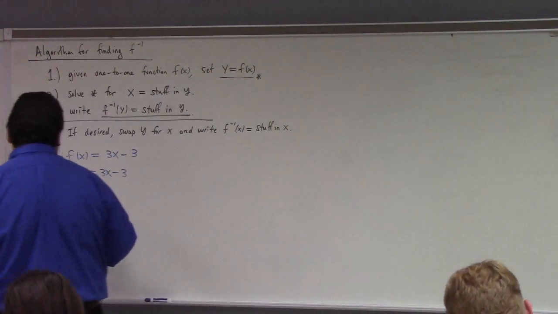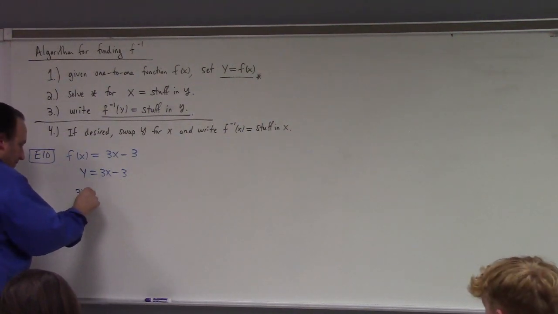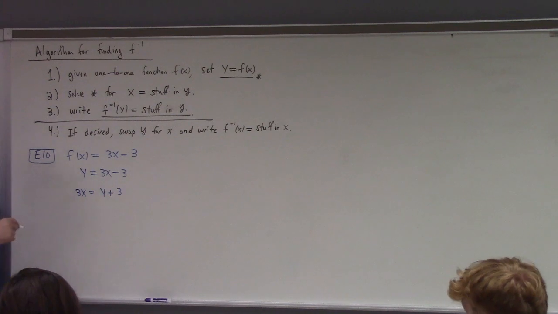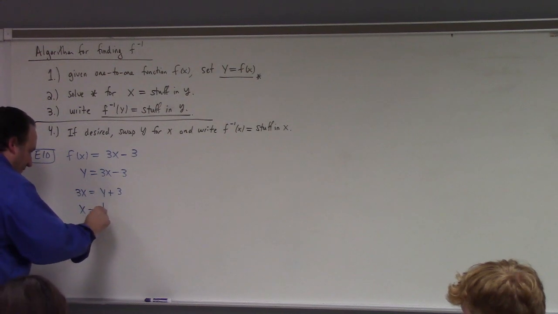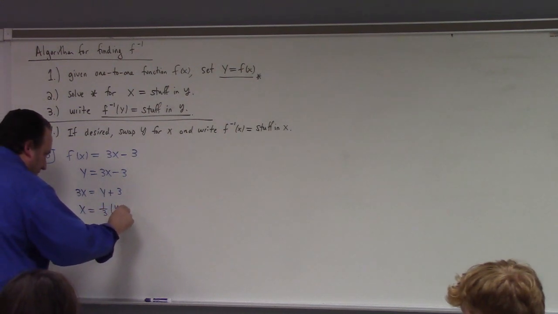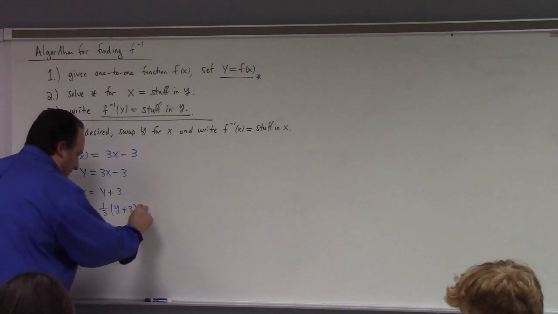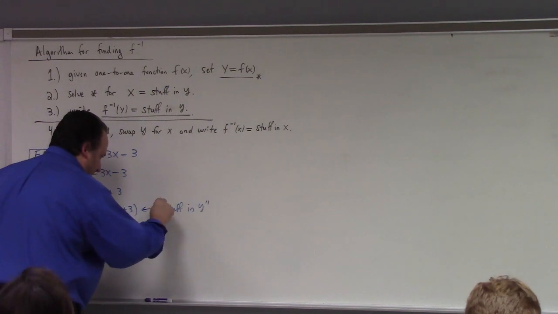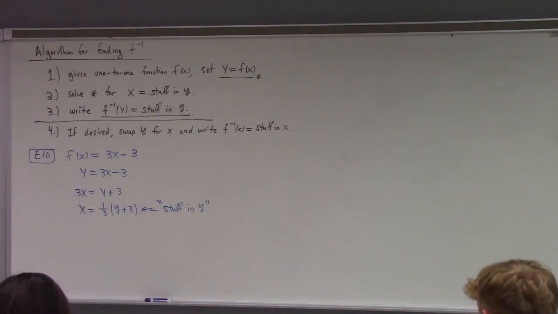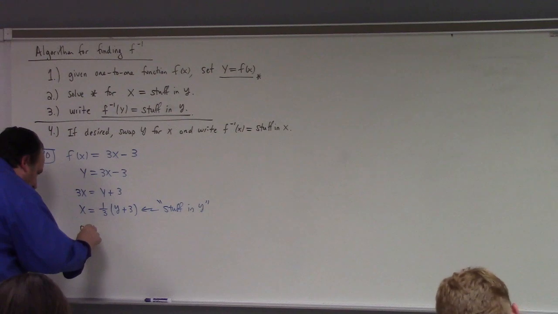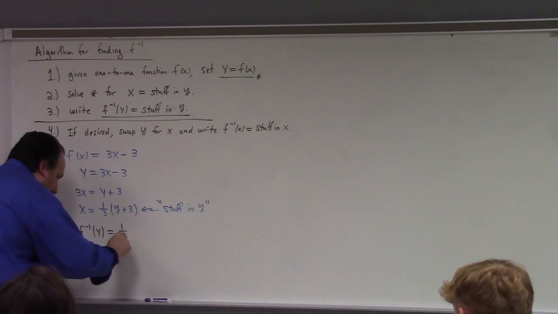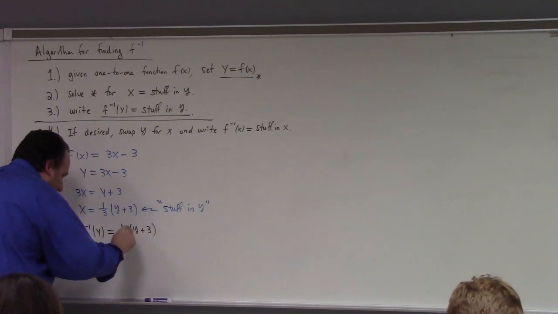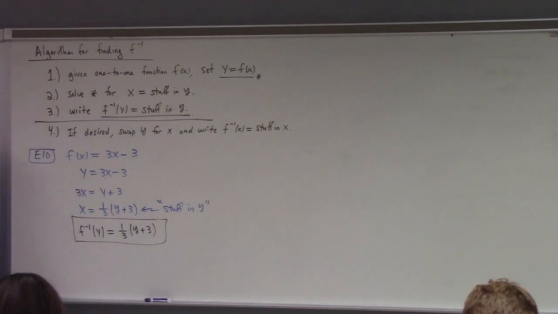Let's see here. So we've got 3x is equal to y plus 3, right? Now divide by 3. We've got x is equal to 1/3 of (y plus 3), right? And that is what I meant by quote-unquote stuff in y. There's my stuff in y for this problem, right? So what's the formula? Here you go. F inverse of y is 1/3 y plus 3. And that's all there is to it.